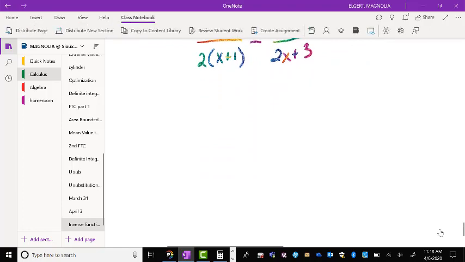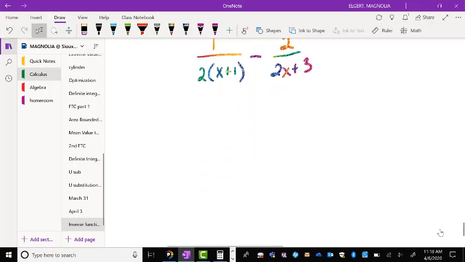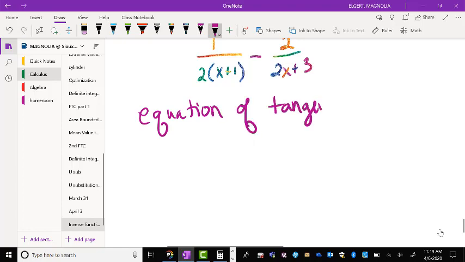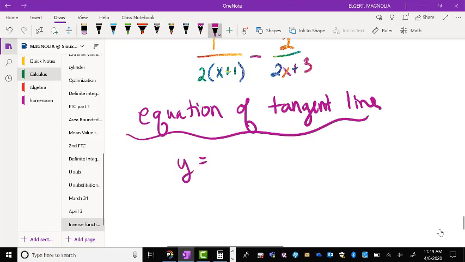Let's try one more. We're going to go back a little bit to something we did. We're going to look for the equation of a tangent line. So that's what I'm going to look for. Let's say I have y equals the natural log of x to the fourth. And I want to know the equation of that tangent line at 1, 0.